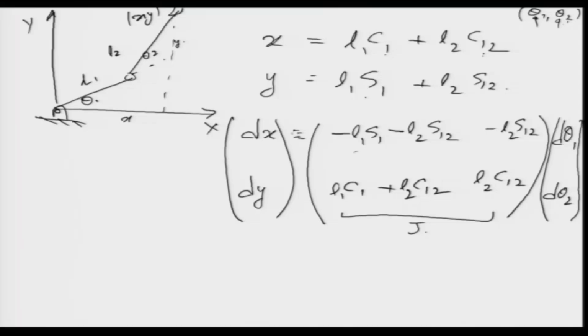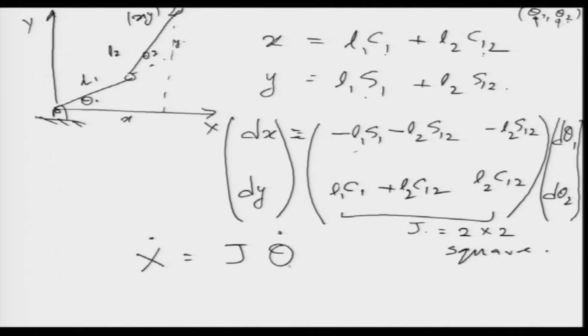Now, what we see here, we can write in the form x dot equals J times theta dot. And J in this case is a square matrix, a 2 by 2 matrix. In the case of a redundant manipulator, for example, if I add one more link here, then it will become a non-square matrix. So, let us not worry about that now, but just know that that is also there. In this case, it is a 2 by 2 square matrix.